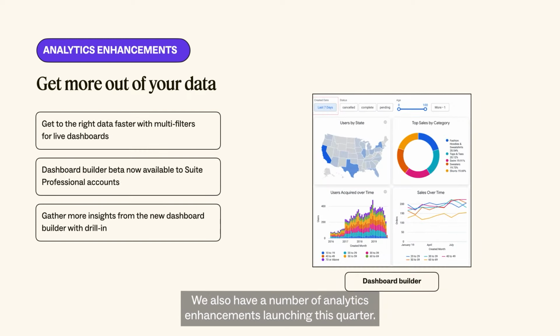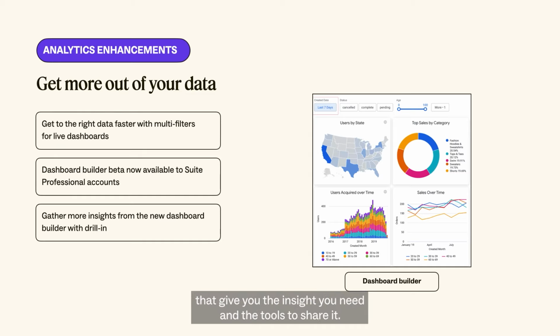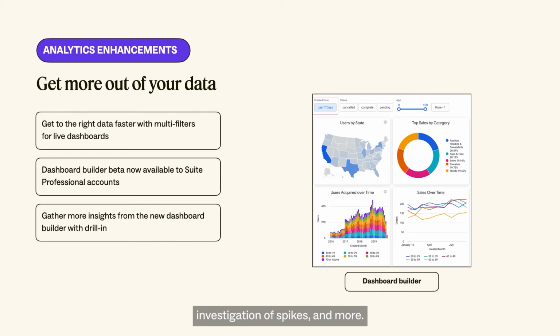We also have a number of analytics enhancements launching this quarter. First, with multi-filters for live dashboards, you can narrow down your data faster by adding up to 5 attribute filters per dataset. This goes beyond the previous 1 filter limit. Next, the new dashboard builder is now available on Suite Professional plans, extending its availability beyond Suite Enterprise plans. The new builder makes it easy to create and customize dashboards that give you the insight you need and the tools to share it. Lastly, we're releasing a new drill-in feature for the dashboard for easier discovery of trends, investigation of spikes, and more.